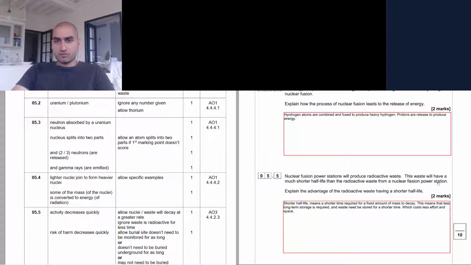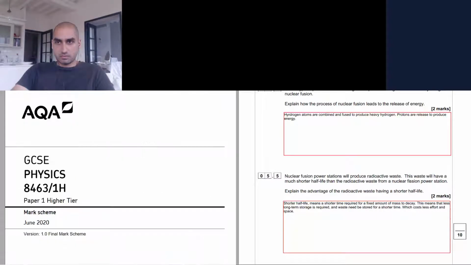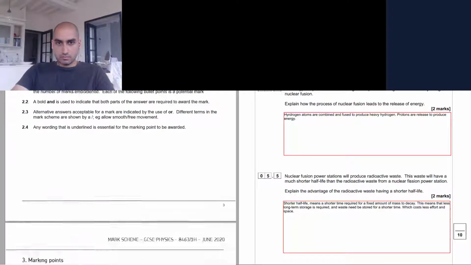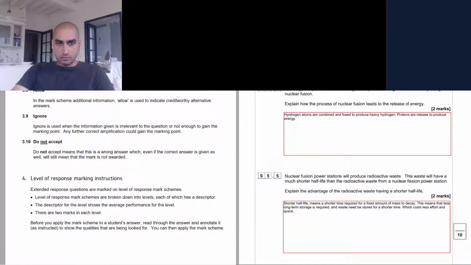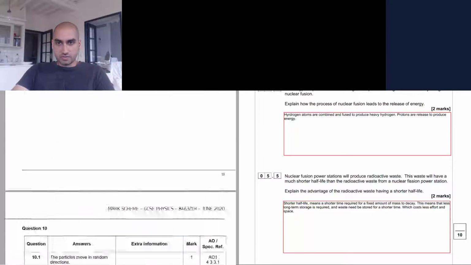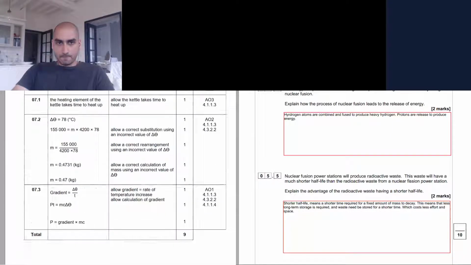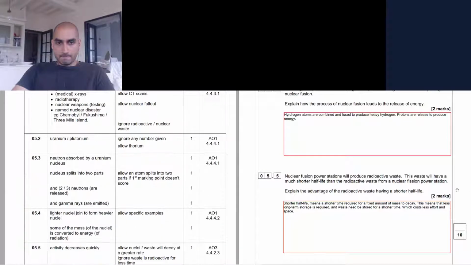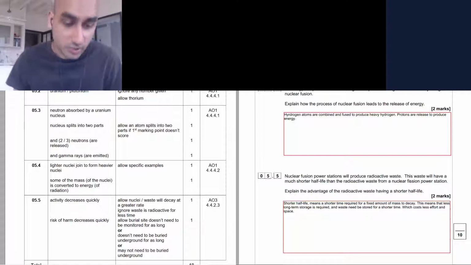What is this? A01 4.4.2. Is this in this booklet? Am I supposed to... I don't know what this is. Alright, let's look this up. Google this. Because I don't know if what I said is even remotely true.